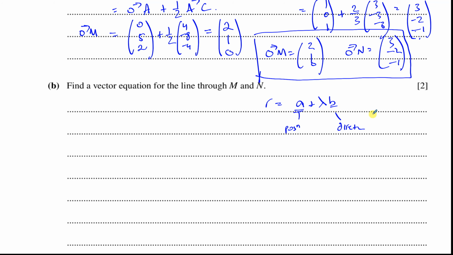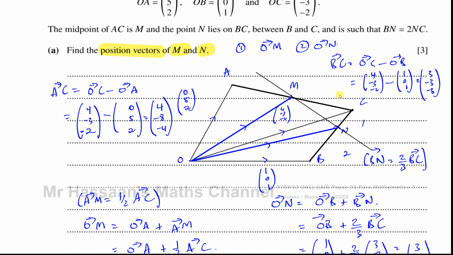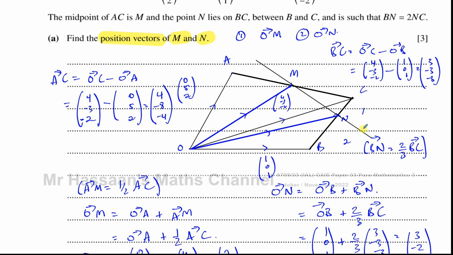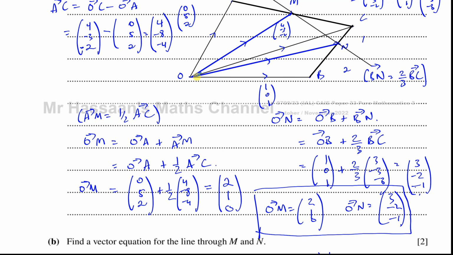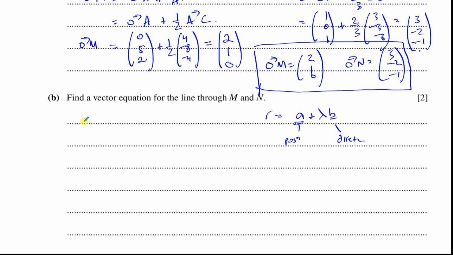And b stands for the direction that the line is going in. And the a here would be the position vector of M or N. It doesn't matter, either of them, because they're both points on the line relative to the origin. So let me call vector a the vector OM. I could even call it ON, doesn't matter. So I have (3, -2, -1). So that's a position vector of the line.